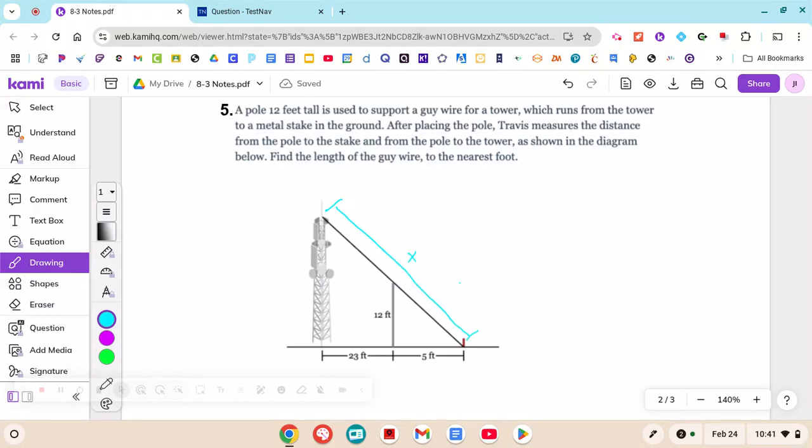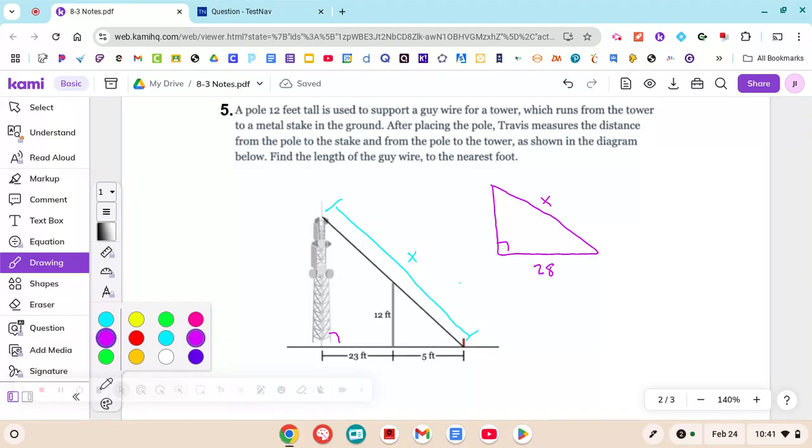That's our unknown, that's x. Kind of like in the tree problem, there's two triangles. There's a very large triangle. That's the one where you're trying to find the length of the guy wire. There's going to be an angle down there, 90 degrees. And then that whole bottom, if you do 23 plus 5, you get 28.